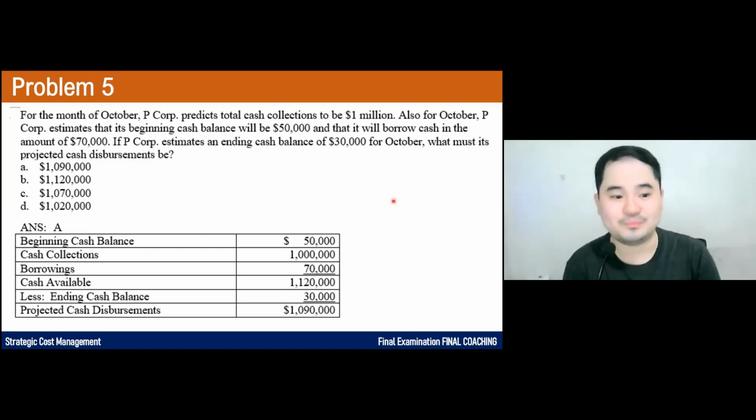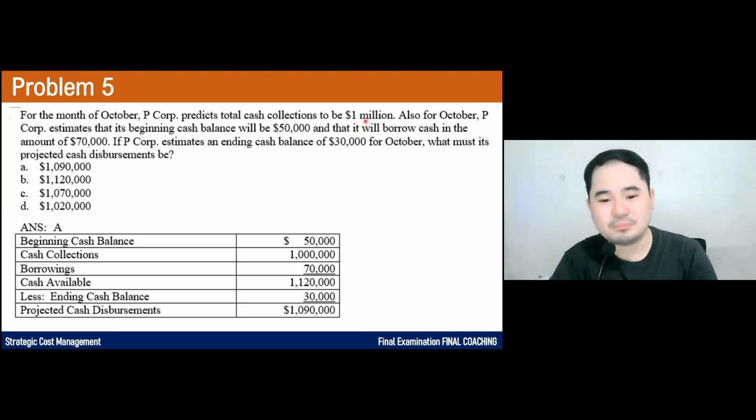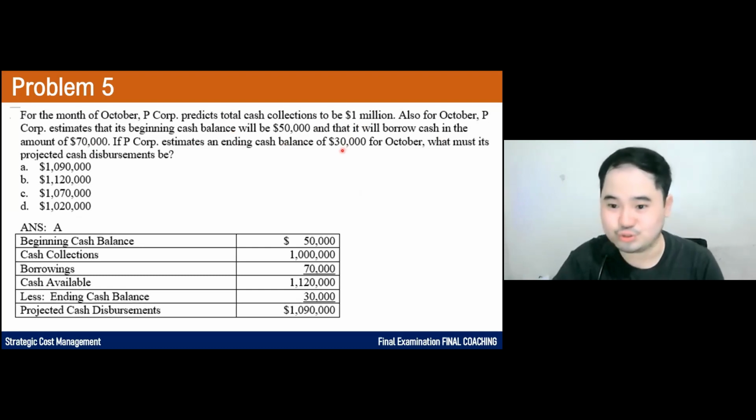Okay? Yun po. For the month of October, P Corporation predicts total cash collections to be 1 million. Beginning cash balance si 50. Tapos sinabi naman dito diretso magbaborrow daw ng 70,000. Okay? So if their desired ending cash balance is 30, then your cash disbursements should just be how much?